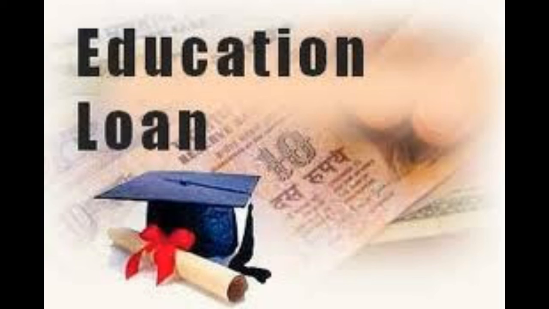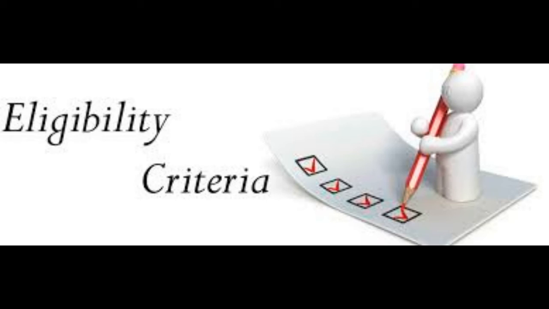Like every coin has two sides, similarly, educational loan also has two sides. Below are some of the disadvantages you should be aware of. The first one is eligibility criteria. Banks give educational loans only to the students whom they consider deserving. So, you need to prove that you deserve enough to avail of the loan. There are certain other eligibility criteria for the loan.